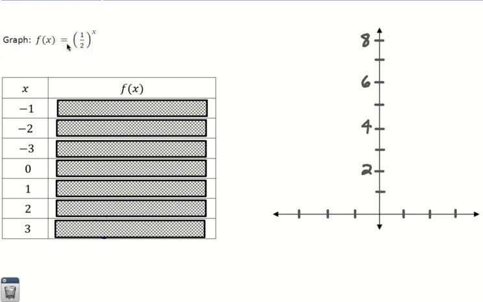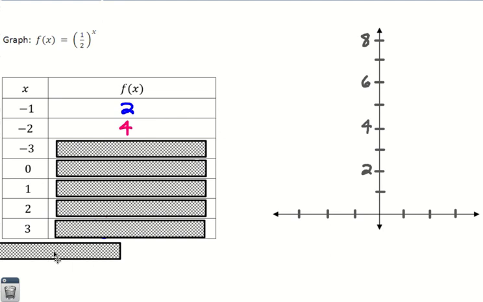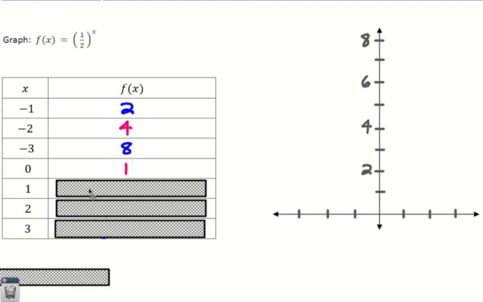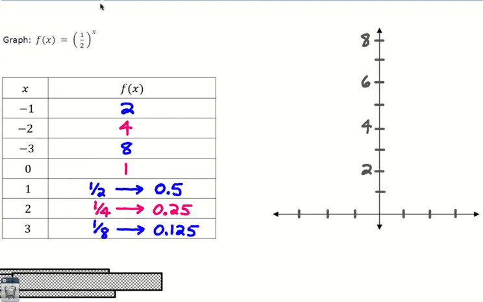Fast tracking this second example of a graph, this is 1/2 to the x power. And if you want to pause the video, you have like 3 seconds to do it. Pause the video and you can do it on your own. But here's what the table's going to look like when you plug in these values for x into this equation. And so when you plot these points, like -2, 4, or 2, 0.25.